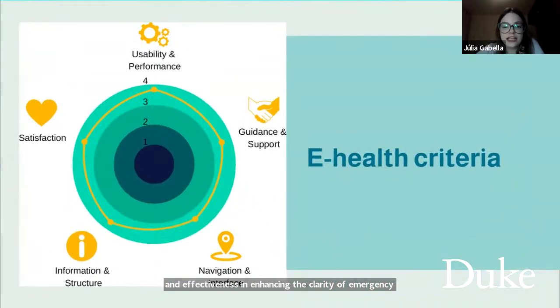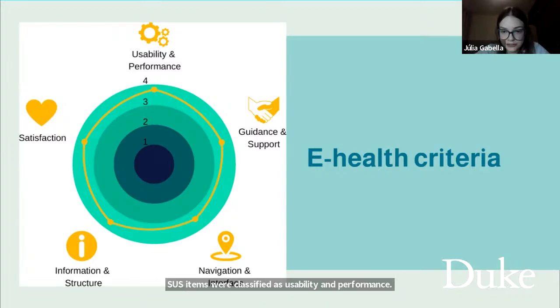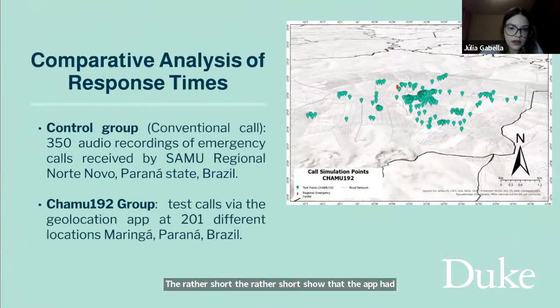For better visualization of the SUS results, e-health criteria were adopted. The SUS items were classified as usability and performance, guidance and support, navigation and interface, information and structure, and satisfaction. The radar chart showed that the app had a positive evaluation in all criteria.